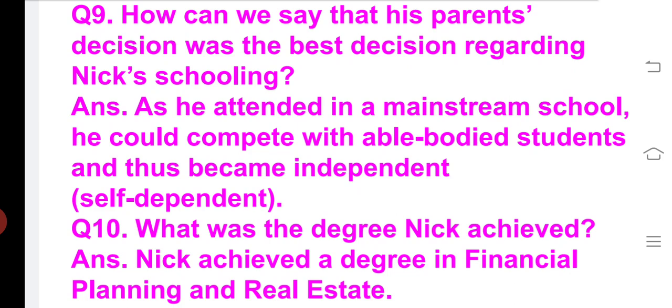Question number 9: how can we say that his parents' decision was the best decision regarding Nick's schooling? Answer: as he attended a mainstream school, he could compete with able-bodied students and thus became independent. That means self-dependent. Question number 10: what was the degree Nick achieved? Answer: Nick achieved a degree in financial planning and real estate.